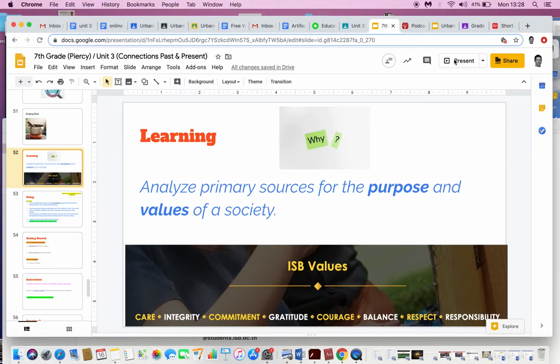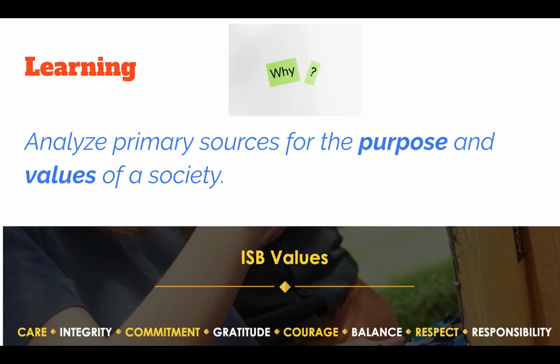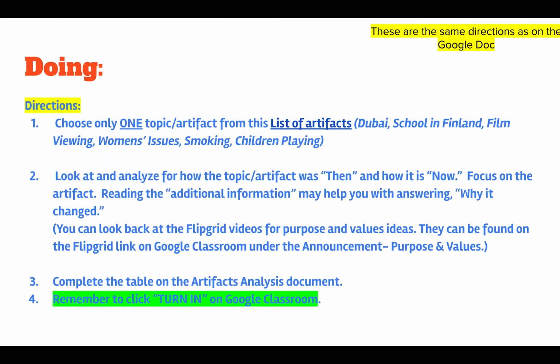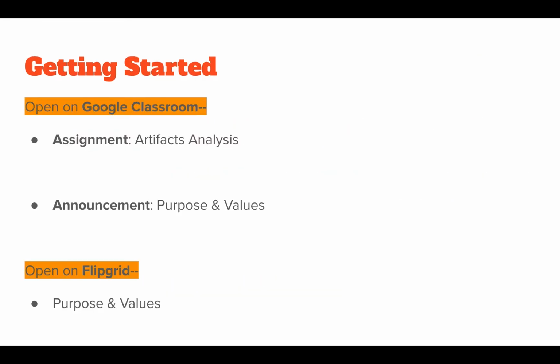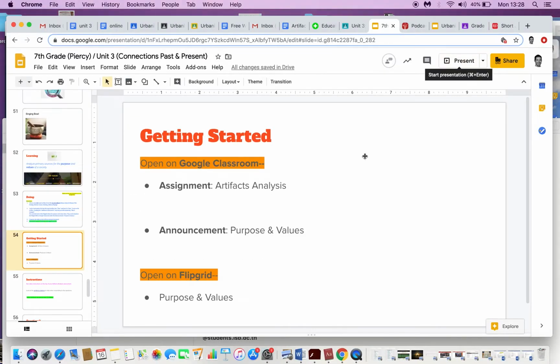Hello, seventh graders. Today, what we're going to be learning is really putting it all together, to analyze primary sources for the purpose and values of a society. You have this slide, but these same directions will also be on the Google Doc that you're going to be completing today. It might help to have past assignments open in Google Classroom. As well, you might want to have Flipgrid open.